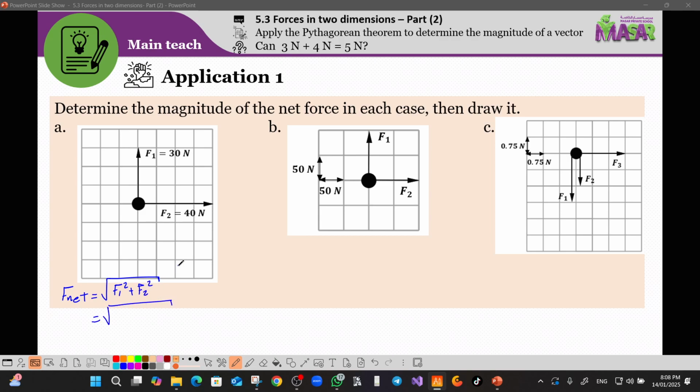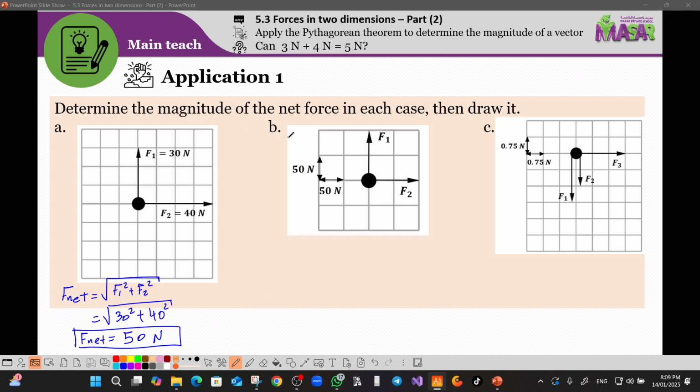So let's substitute the values: F1, 30 squared, plus F2, 40 squared. F net is equal to the square root of that. Plugging everything into the calculator, we get the value of F net, which in this case is 50 Newton.